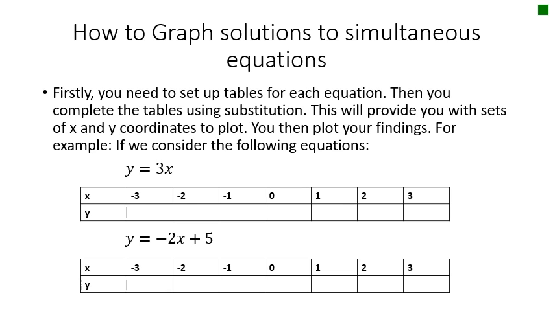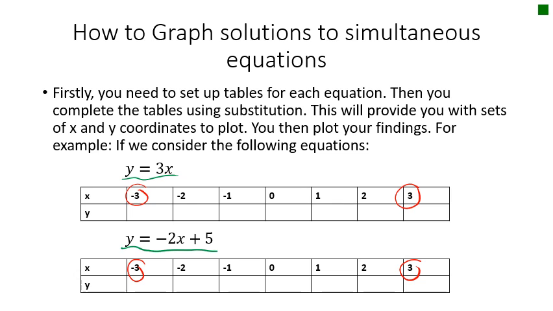So the first thing we need to do is create a table where we go from minus 3 to 3 along the x, and we create a table for both of our equations. You can see I've got both equations here. This is going to help us determine some coordinates that we need to plot on our graph.